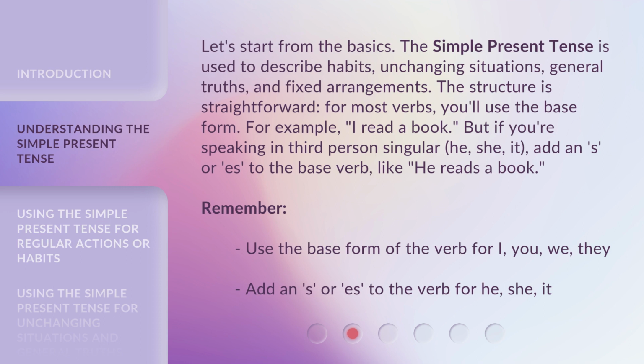But if you're speaking in third-person singular, he, she, it, add an s or es to the base verb, like, he reads a book. Remember, use the base form of the verb for I, you, we, they. Add an s or es to the verb for he, she, it.